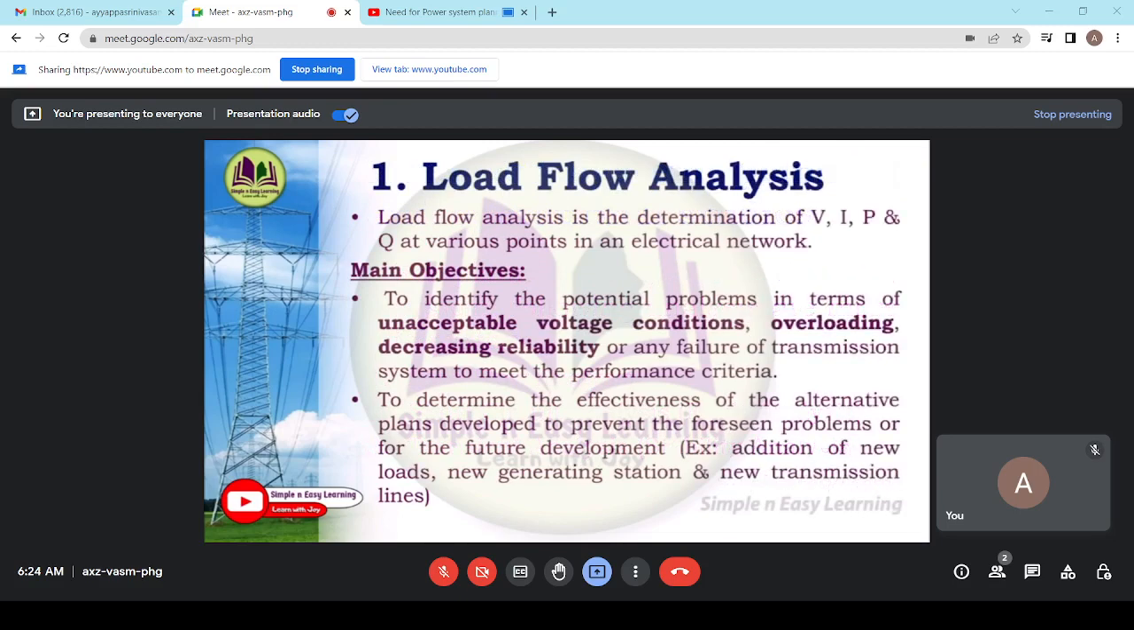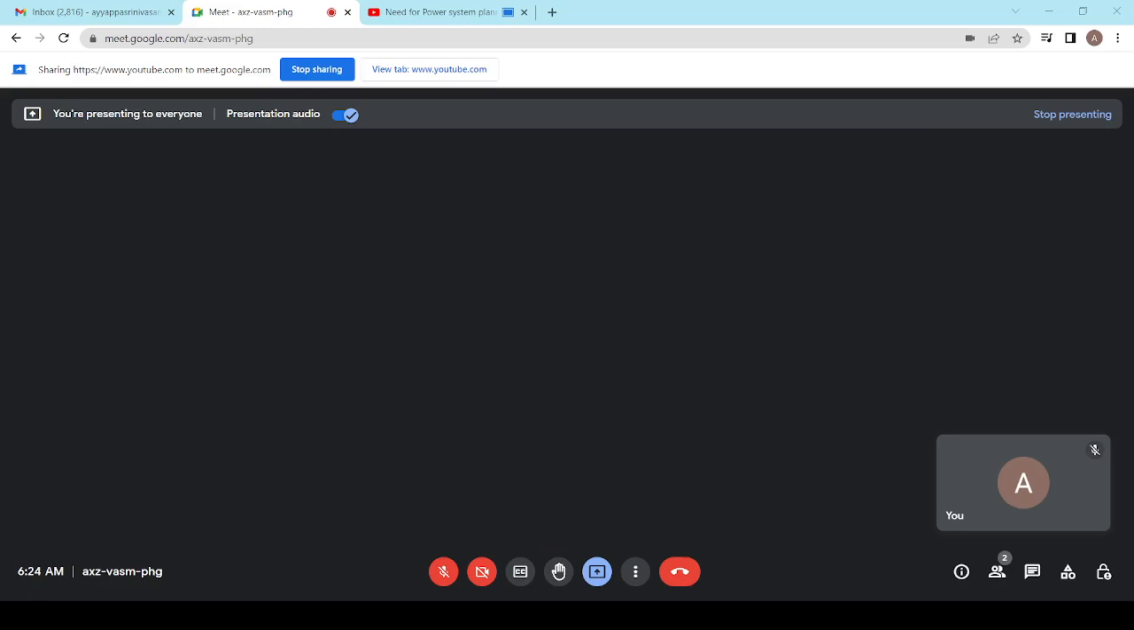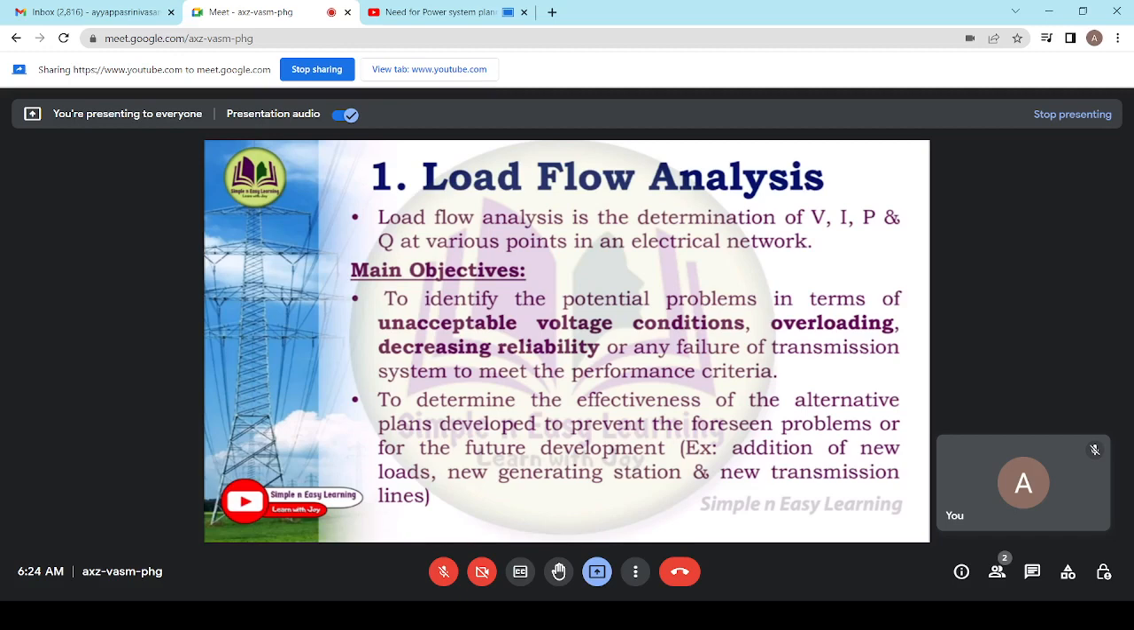So what do you mean by load flow analysis? Load flow analysis is the determination of voltage, current, real power and reactive power at various points in an electrical network. The main objective here is to identify potential problems in terms of unacceptable voltage conditions, due to some fault or overloading, decreasing reliability, or any failure of the transmission system to meet the performance criteria. That is the main objective of the load flow analysis.